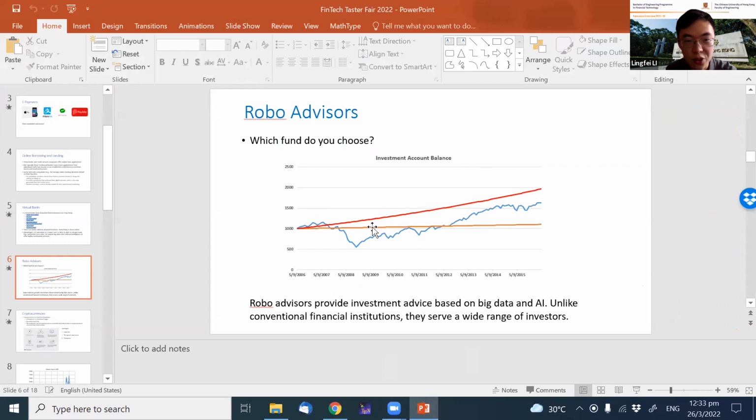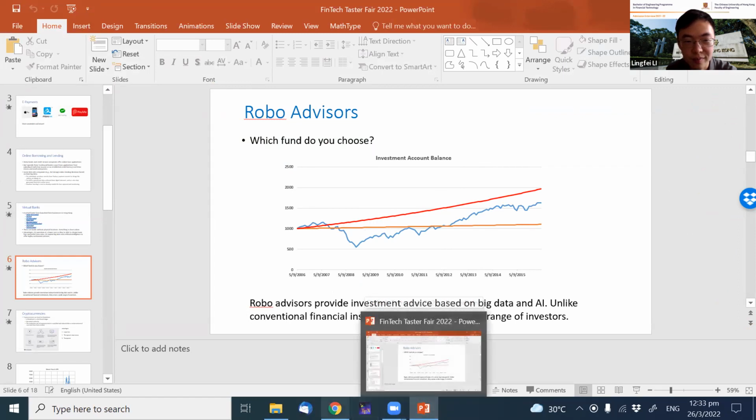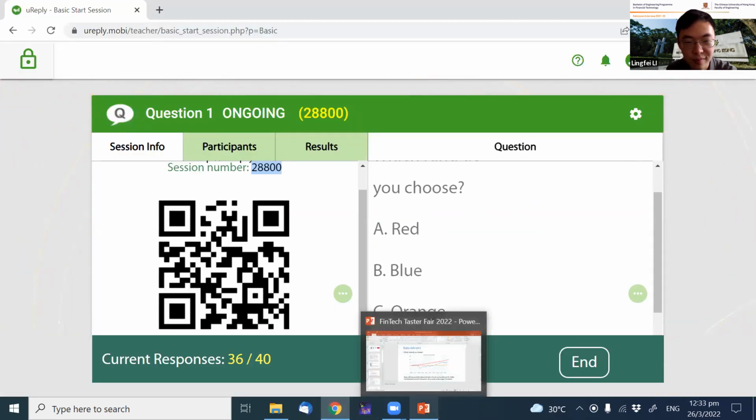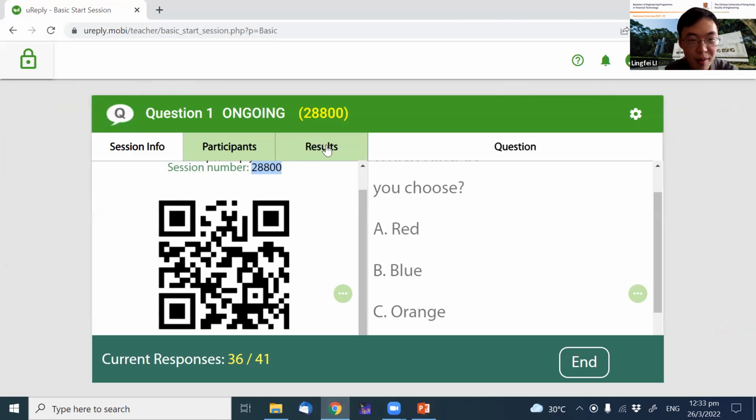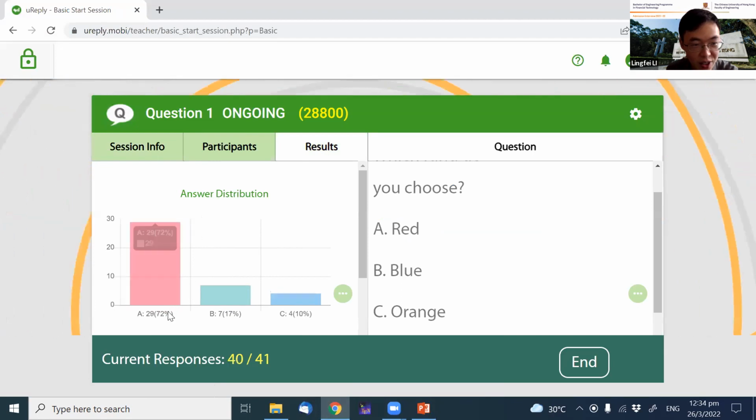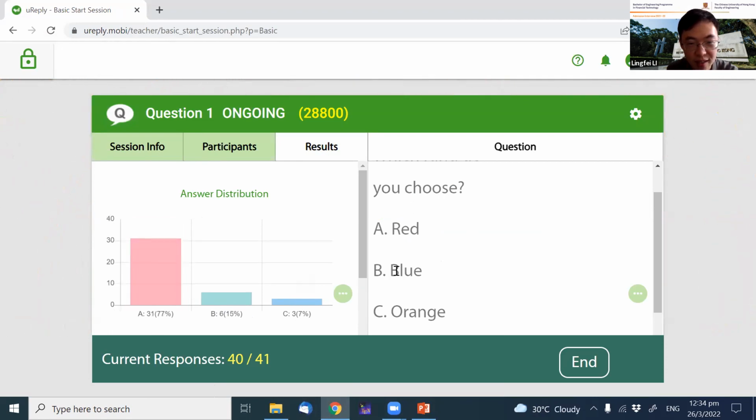In case you forget this chart, here are the three funds. All right, in the interest of time, let's check the results. Thank you for your participation. We can see 72% have chosen A, which is the red fund, and this percentage has gone up to 75%. Only 15% chose B, and 7% chose C.